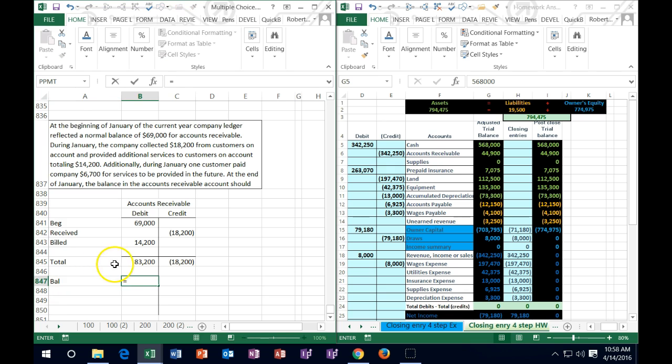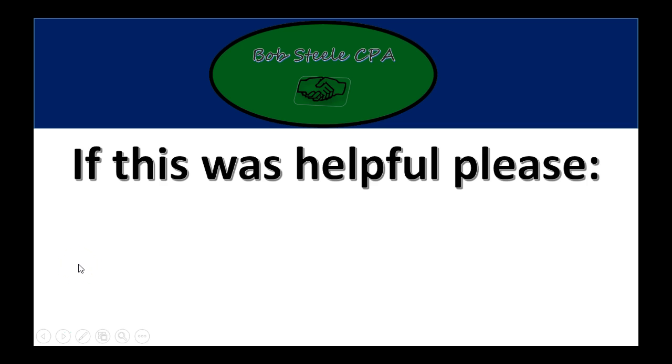So now we've got the debits, 83.2, plus or minus the 18.2, or plus the negative. 83.2 minus 18.2 is 65,000. So at the end of the day, we will have a balance in accounts receivable of 65,000.